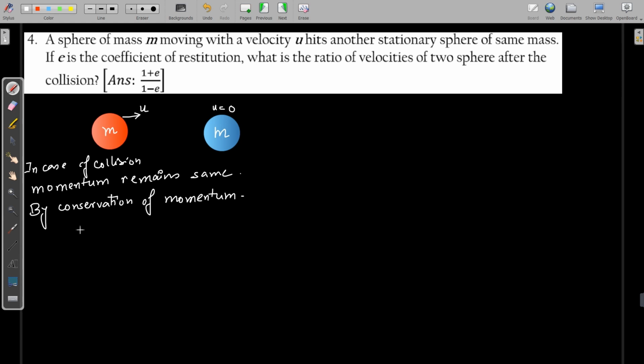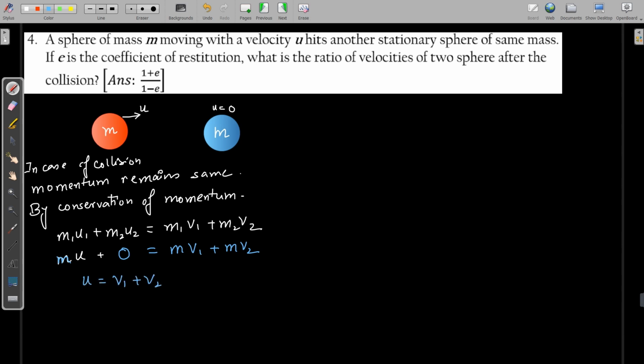m1 u1 plus m2 u2 is equal to m1 v1 plus m2 v2. So m1 is m, u1 is u, m2 is there but u2 is 0, so this part becomes 0. This is m v1 and this is m v2. Why am I writing m? Because the mass is the same. So if I take m common from both sides, we are getting u is equal to v1 plus v2. So this is my equation 1.